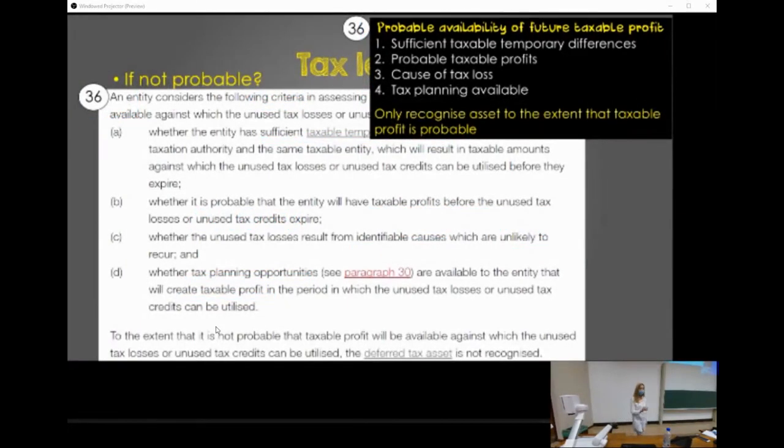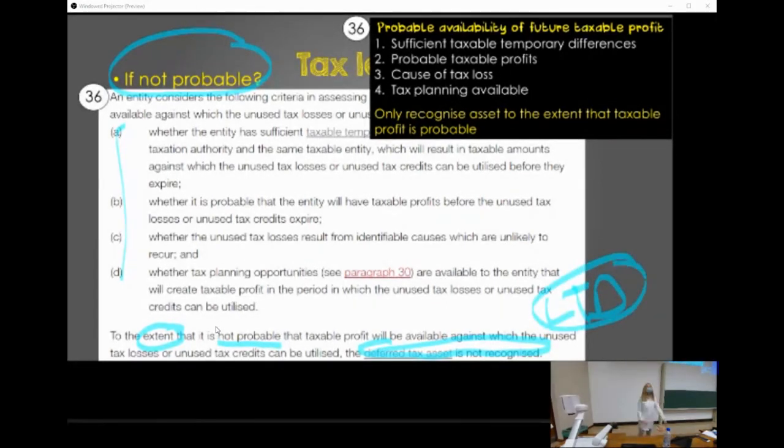So what if we now looked at these criteria and we found that it is not probable? Not one of these criteria gives me that warm fuzzy feeling that I am going to start making profits or that I will be able to use that tax loss in future. Then paragraph 36 tells us that to the extent that it is not probable that taxable profit will be available, the deferred tax asset is not recognized. So there we have our limitation.